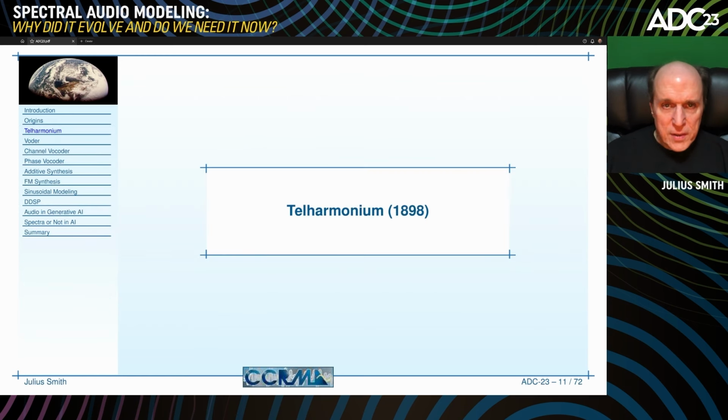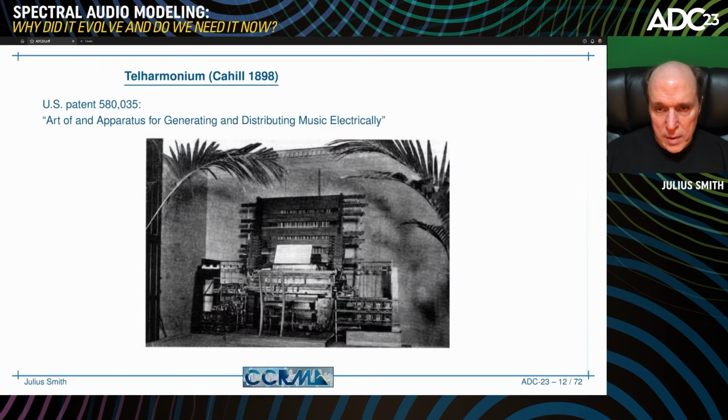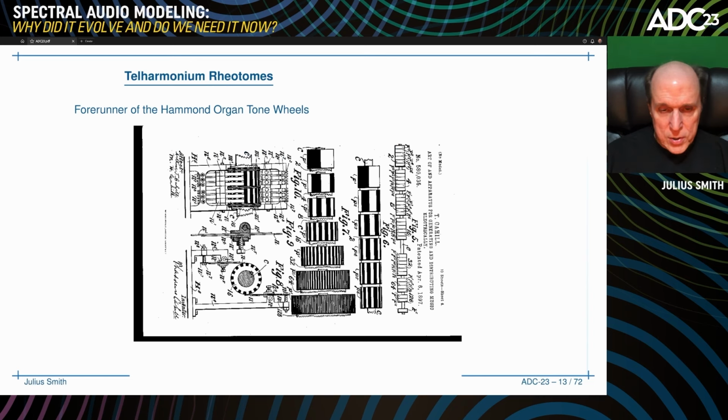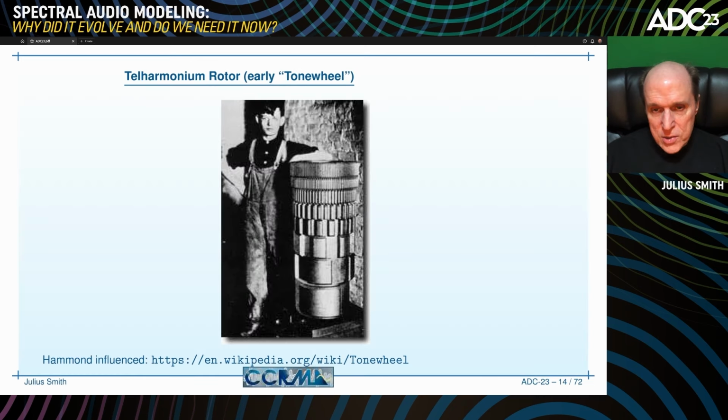So the telharmonium is another interesting signpost along the way. This was inspired by the telephone. And so it was a vision of creating music centrally that would go out over the telephone wires. So this is the controller keyboard. And on the other side of this wall, you have what looks like a factory full of rheotomes that are rotating. Here they are in the patent. And here is someone standing next to a rheotome. So you can see it's kind of a rounded square wave synthesis kind of system. And this was said to have influenced the Hammond organ tone wheels. The Hammond organ tone wheels were much, much smaller, but apparently there was a connection there. So that was around the turn of the 20th century.